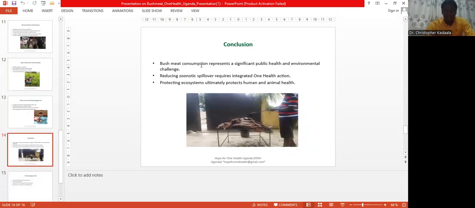My conclusion, bushmeat consumption represents a significant public health and environmental challenge. Reducing zoonotic spillover requires integrated One Health action. Protecting ecosystems ultimately protects human and animal health. Yeah, I've also shared a photo there showing someone, I think he was slaughtering that bushmeat for community consumption. Because you see, as you can interpret that photo, it's not for only home consumption. He's wishing he's going to sell to the community.